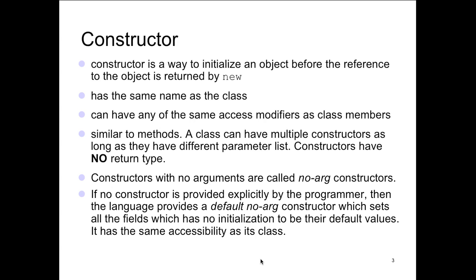Similar to methods, the class can have multiple constructors as long as they have different numbers of parameters, and they have no return type. A constructor cannot have a return type, because nothing's going to be returned anyway. Constructors with no arguments are called no-argument constructors. I call them default constructors, because that's what they call them in C or C++. So, if no constructor is provided, the one without the arguments is going to run, the default constructor. Same behavior as C and C++.